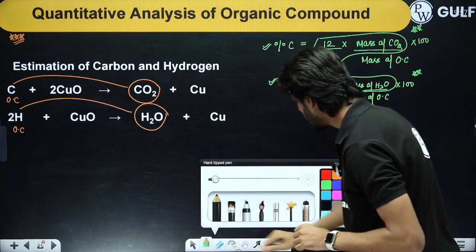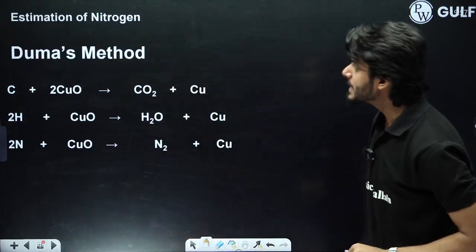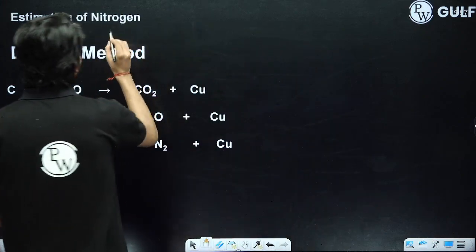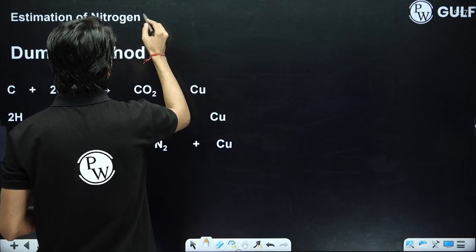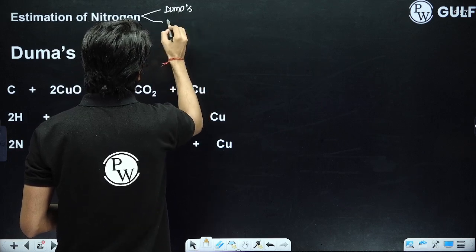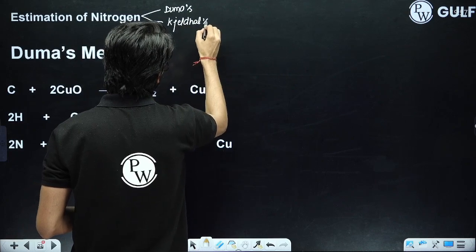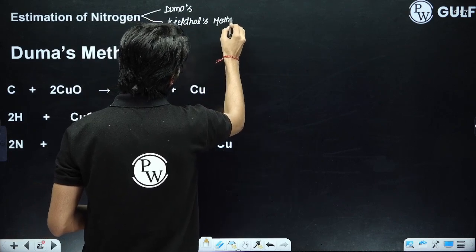Now let's move to the next one, guys. Estimation of nitrogen. You want to estimate nitrogen. To estimate nitrogen, you have two methods. One is the Dumas method and one is the Kjeldahl method. Using these two methods, you can identify your nitrogen.